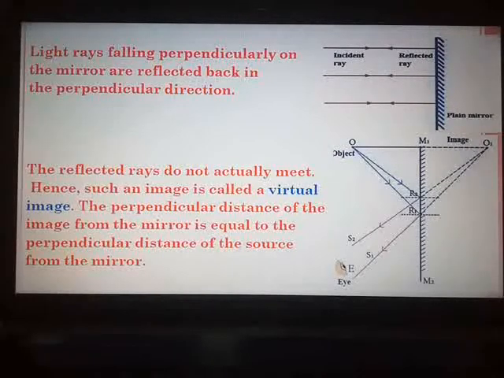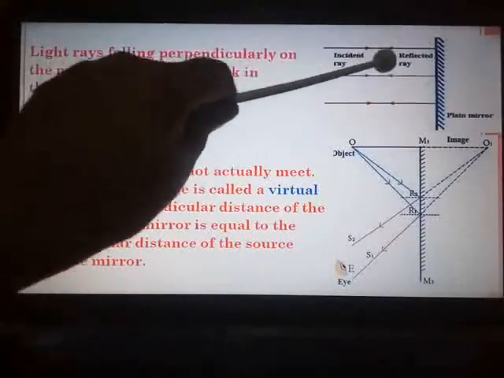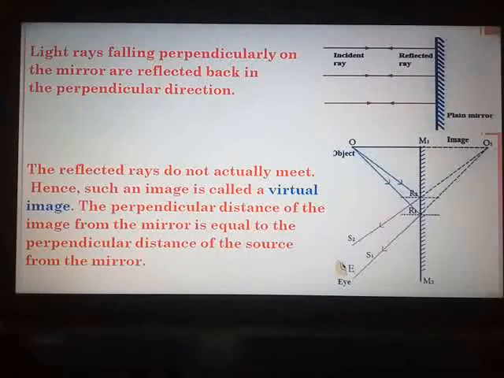Look at the first figure over here. Here, rays fall on a mirror normal to its surface. You can see light rays falling perpendicularly on the mirror and they are reflected back in the perpendicular direction. The incident ray and the reflected ray fall perpendicularly on the mirror and are reflected back along the perpendicular. Let us look at the next diagram.